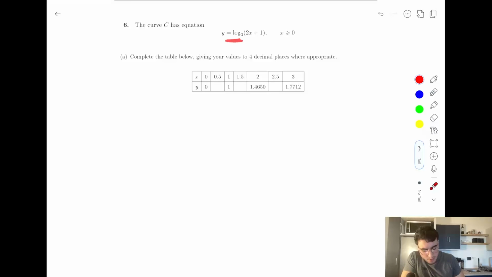All right, guys, so for number 6, we are told that a curve C has the equation of y is equal to log 3 of 2x plus 1. Okay, x must be greater than or equal to 0. We are told to complete the table below, giving values to 4 decimal places when appropriate. So, what does that mean here? Well, that's pretty easy. Okay, this is going to be a calculator type question, unless they otherwise specify.